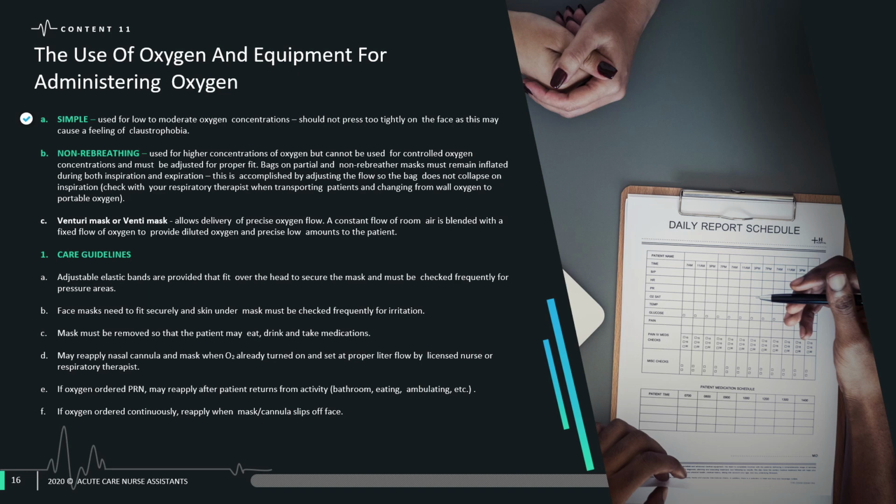Venturi mask or Venti mask allows delivery of precise oxygen flow. A constant flow of room air is blended with fixed oxygen to provide diluted oxygen and precise low amounts to the patient. Care guidelines: adjustable elastic bands are provided that fit over the head to secure the mask and must be checked frequently for pressure areas.